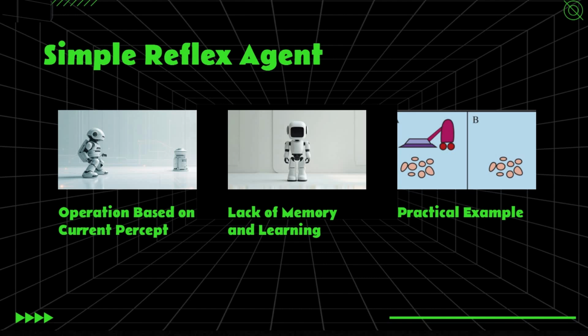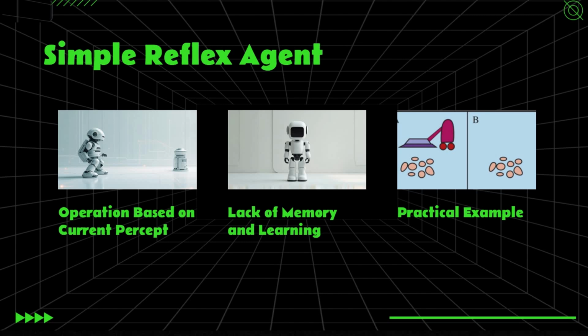Here's the catch: there's no memory involved. So if it cleaned a spot 5 seconds ago, it won't remember it. If there's dirt somewhere else that it can't see, it won't go look for it. So in short, a simple reflex agent is an agent that only reacts to the current situation. It has no memory, it cannot learn or adapt, and it works well in simple environments.